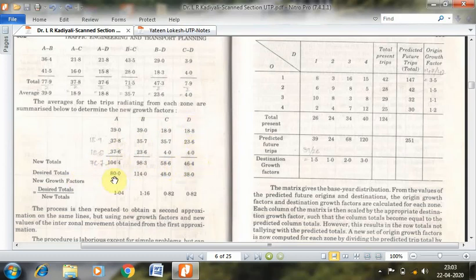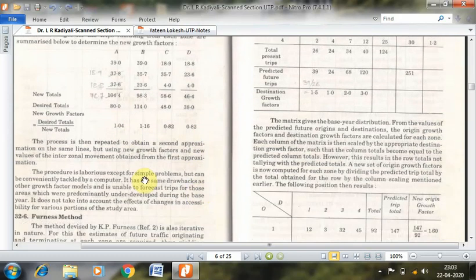Now compare this with the desired totals which would have been given in the problem. So the desired total for zone A was 80, for zone B was 114, for zone C it was 48, and for zone D it was 38.0. Okay. So ratio between the desired total and the new total will give you the new growth factor. So ratio of 80 and 76.7 is 1.04, and then ratio of 114 and 98.3 is 1.16, and so on. Okay. So the process will have to be repeated.